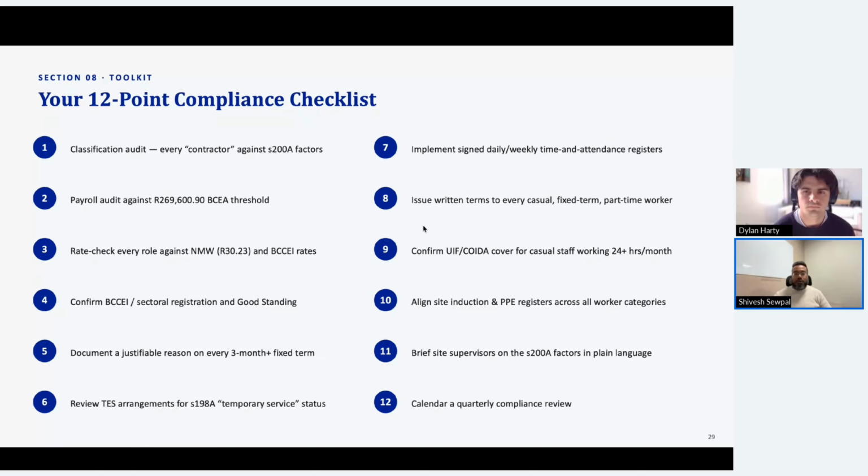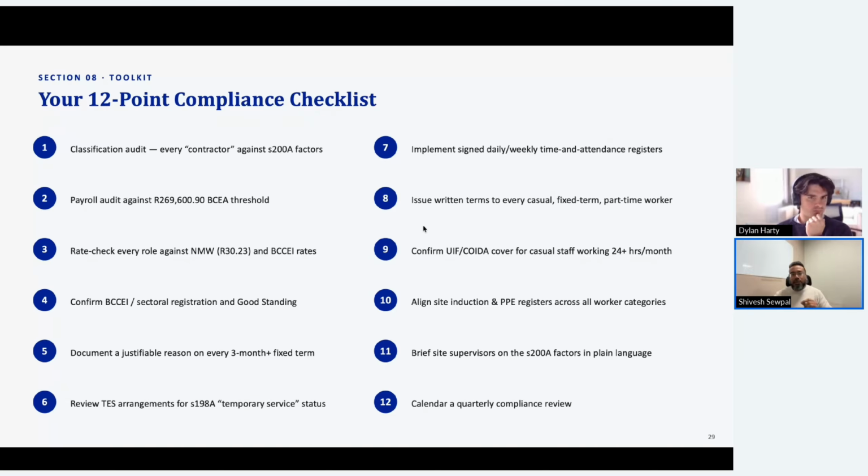Align occupational health and safety records. Make sure site induction, PPE issue, and incident records all capture worker categories, not just permanent employees. Train site supervisors. This is crucial because many engagement decisions are made by supervisors and foremen, not HR. Calendar quarterly compliance reviews, because the national minimum wage, the basic condition of employment threshold, and the bargaining council rates do not all move on the same cycle.